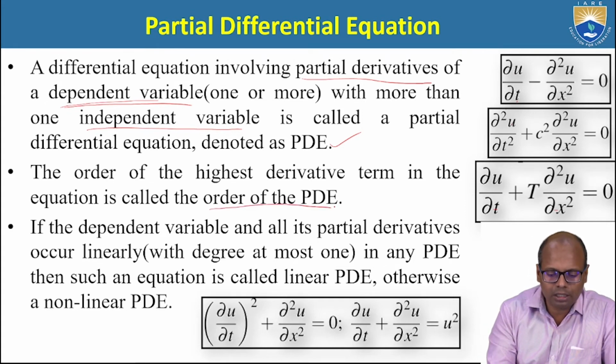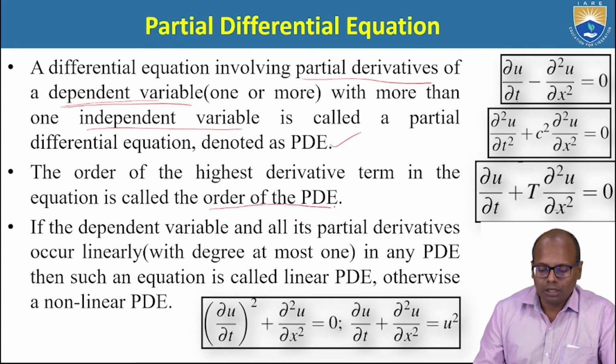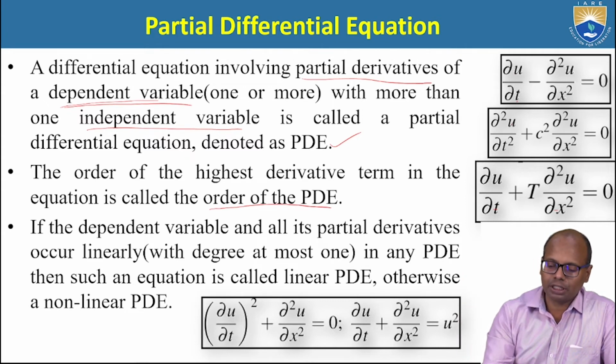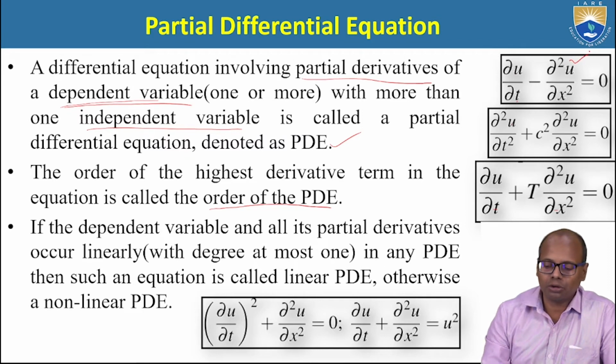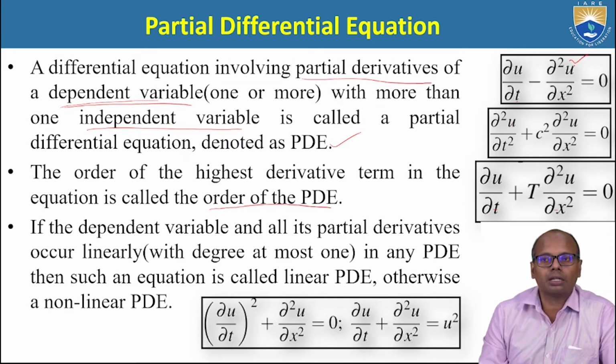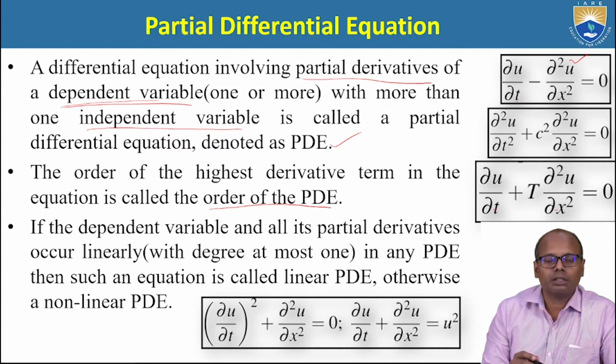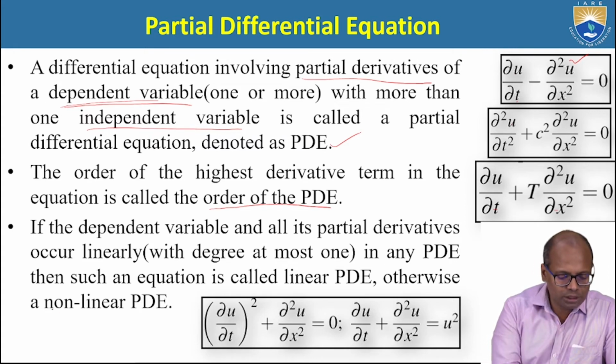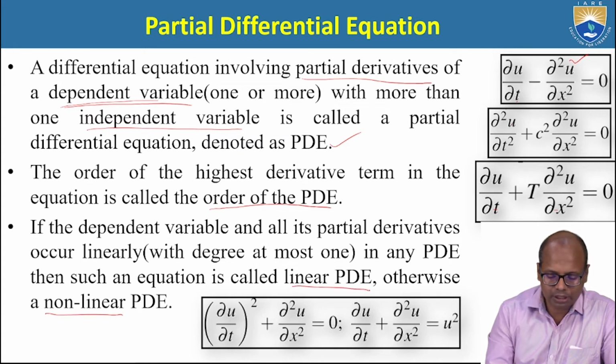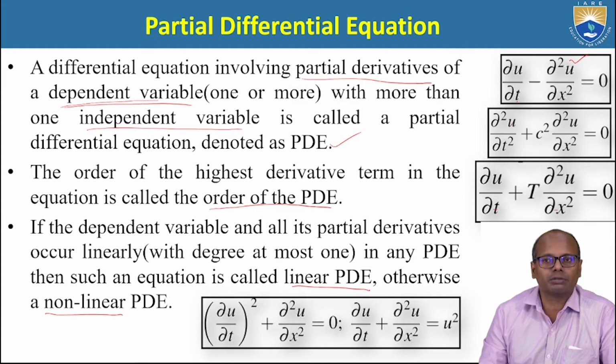Now, there is a term called the order of the partial differential equation. So, what is this order of the partial differential equation? So, here in this equation, if you see, the highest derivative is second order. So, this equation is called a second order partial differential equation. So, in any equation, we have to identify what is the highest derivative term, and that gives the order of the partial differential equation.